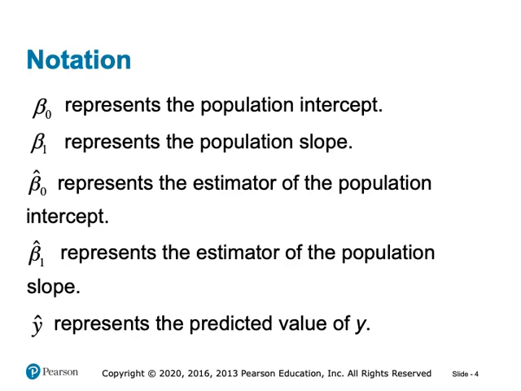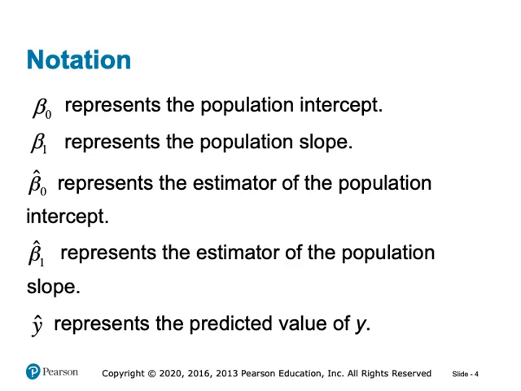These elements define the line that best fits the data. We use specific symbols to represent these components, and it's important to understand what each symbol stands for. First, let's talk about the intercept. The intercept is the point where the regression line crosses the y-axis. It represents the expected value of the dependent variable, y, when the independent variable, x, is 0.